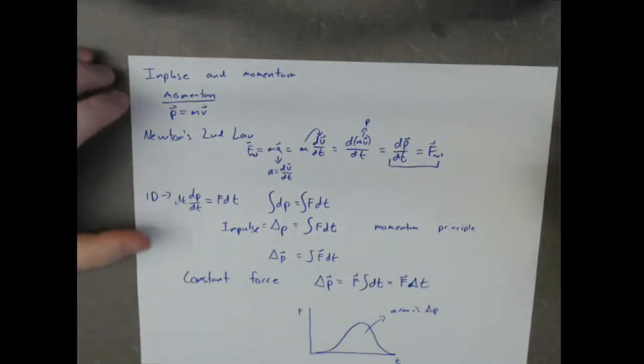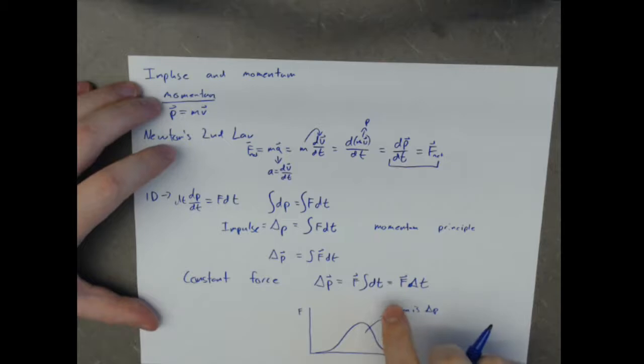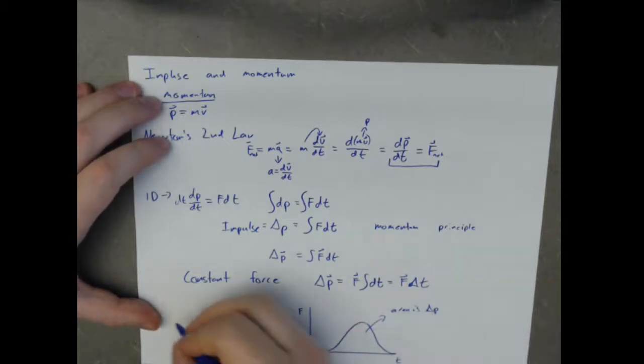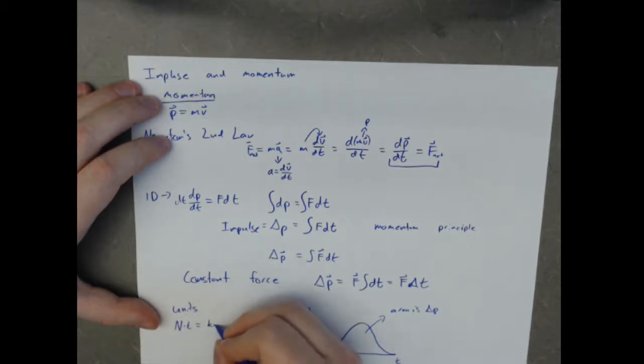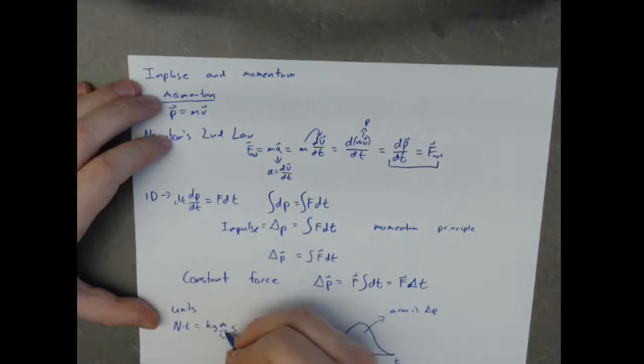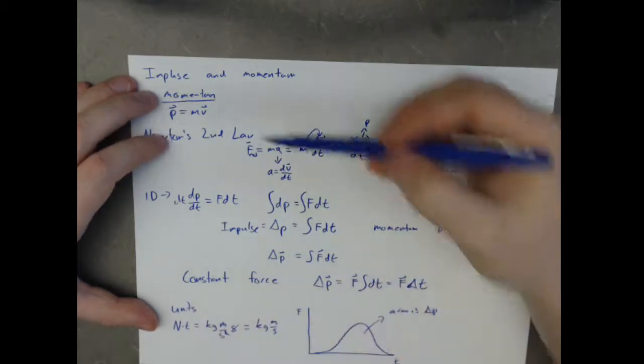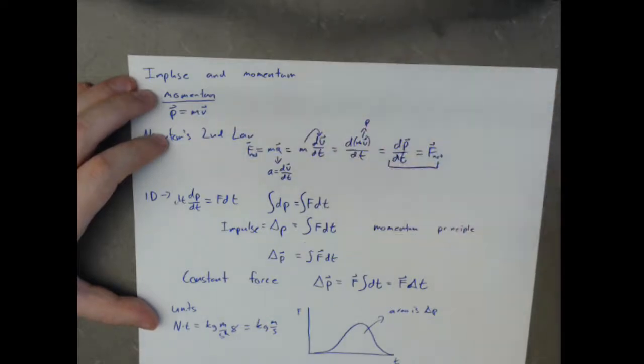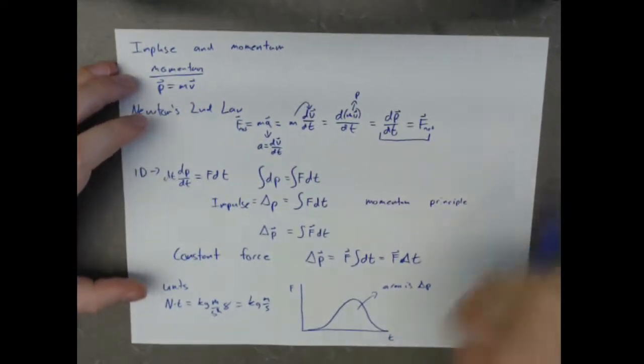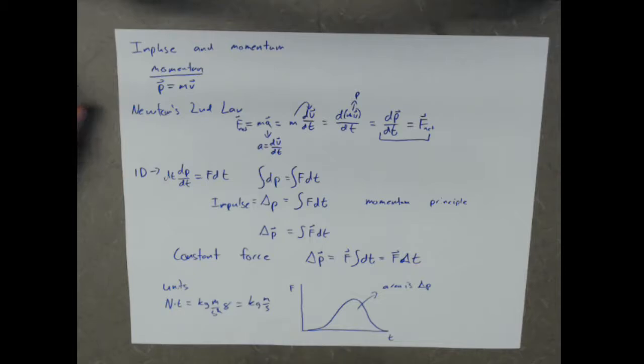And I guess the last thing that I want to comment on is the units. It would be a Newton times a second, which if we think about that, is kilogram meter per second squared times second. So the second cancels out, leaving kilogram meter per second, which we would expect from the fact that it's the mass times the velocity. It doesn't have a special name, just kilogram meters per second.